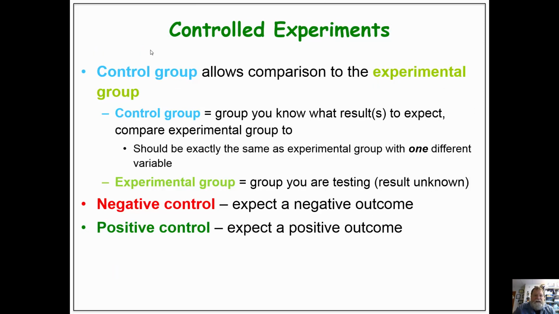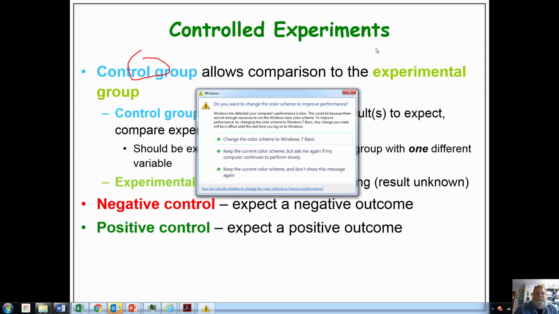Again, a lot of times in experiments we do what's called a control experiment. We have a control group, which allows the comparison with the experimental group. A control group is a group where you know what results to expect. So if you put water into the refrigerator and expect it to freeze, and it doesn't freeze, that's kind of not a bad one. But again, it's to test for other things.